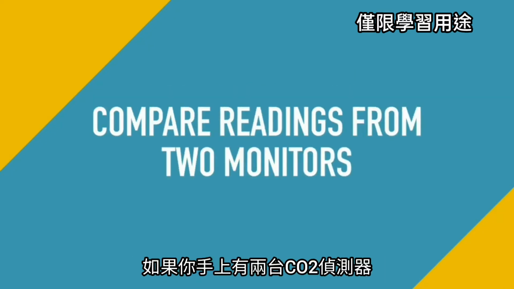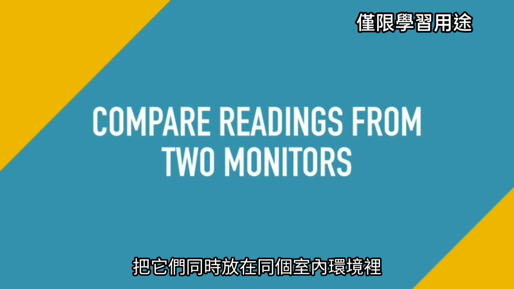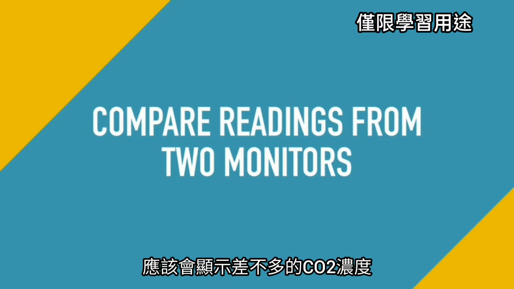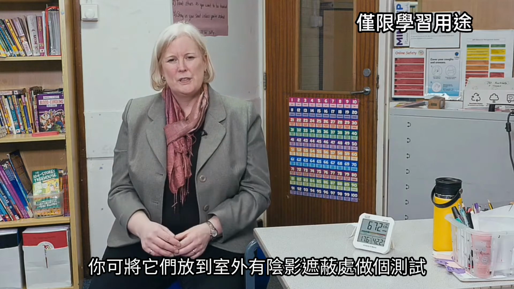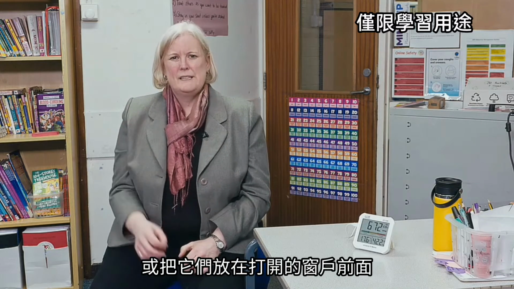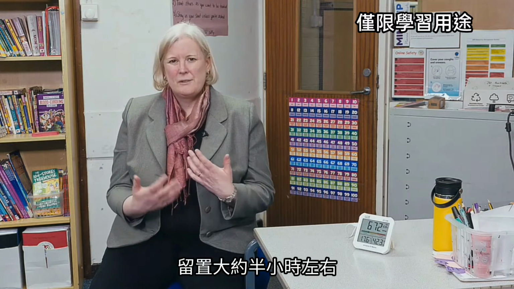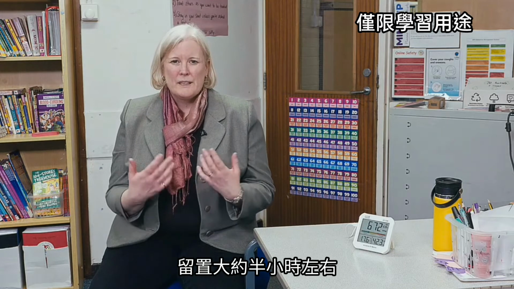And if you have two monitors and put them next to each other, they should give you a similar reading. You can take them outside to a sheltered place or place them right in an open window. And if you leave them there for about half an hour, they should then give you a reading that's below 500 parts per million. If it doesn't, your meter might be faulty and you should contact the supplier.